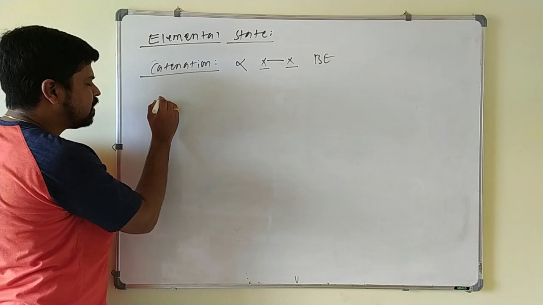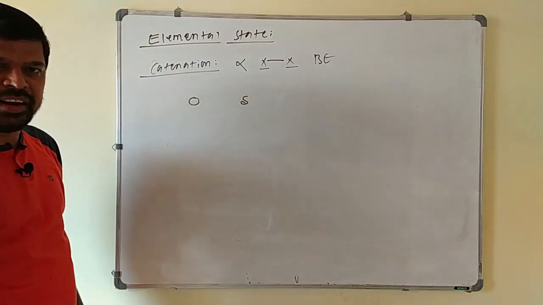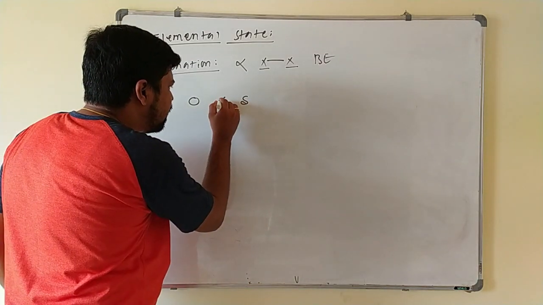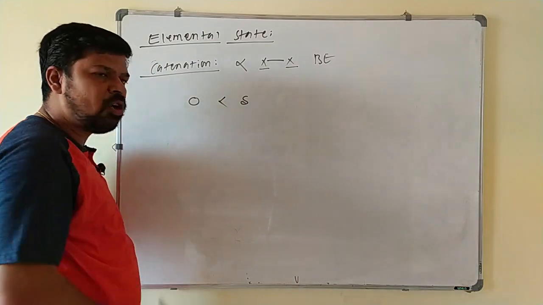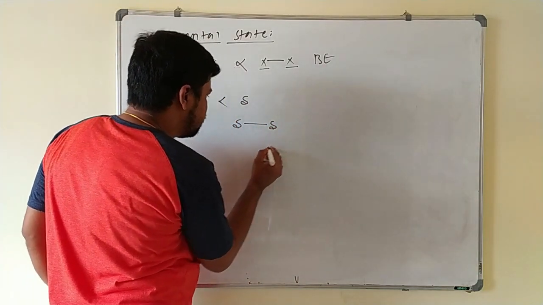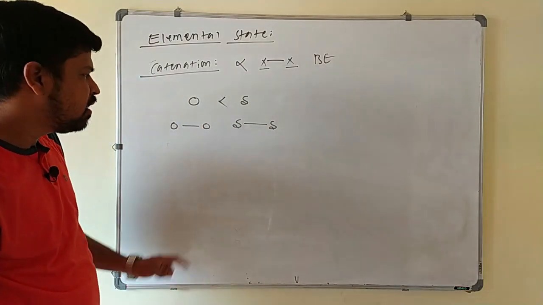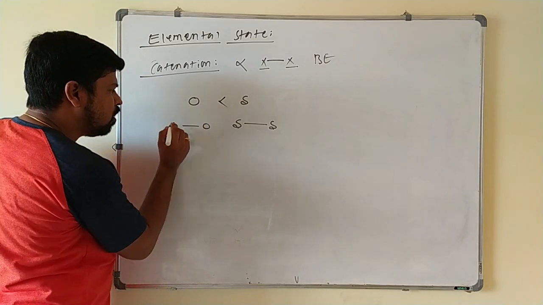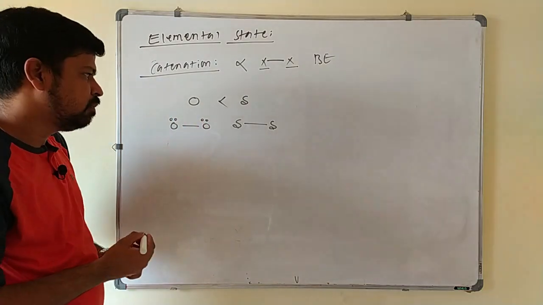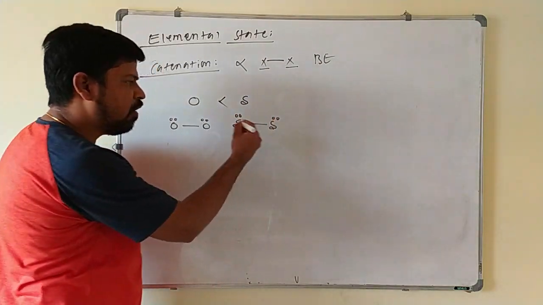Next one, in group 16, oxygen and sulfur both show catenation property here. Again, out of these two, the catenation property of sulfur is more than oxygen. The reason for this is the S-S single bond is more stable than the oxygen single bond. Because of the small size of the oxygen atom, the lone pairs of electrons on the oxygen are very close to each other. But here the larger size is there, so the lone pairs of electrons are away from each other.